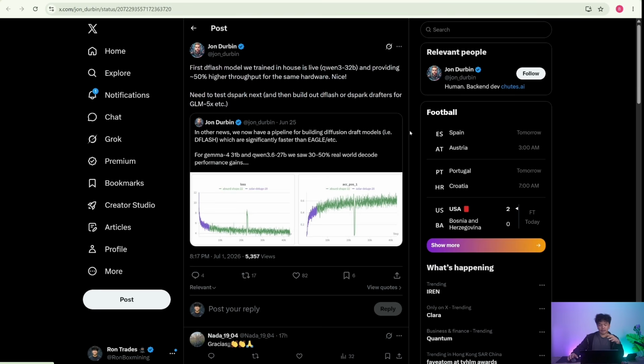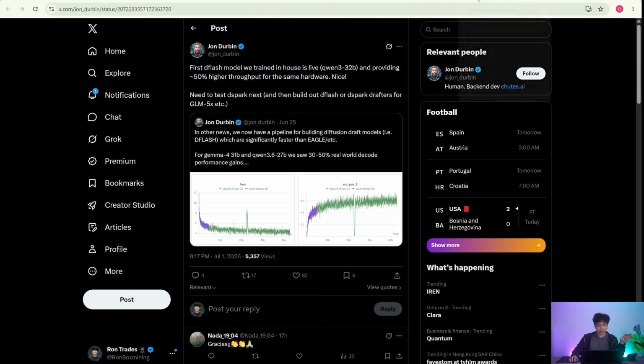And lastly, there's a report of an in-house dFlash drafter on Qwen 3 32B yielding roughly 50% higher throughput on the same hardware. So this is a diffusion-based draft model approach, which is different from dSpark, but targeting the same goal, which is making inference faster without retraining the target model. So what we're seeing here, the pattern that's being played out for a lot of these open models, is that speculative decoding and draft model optimization is spreading across the entire open model ecosystem. So DeepSeek, GLM, Qwen, everyone is getting faster, and everyone can work together to level up a lot faster, right?